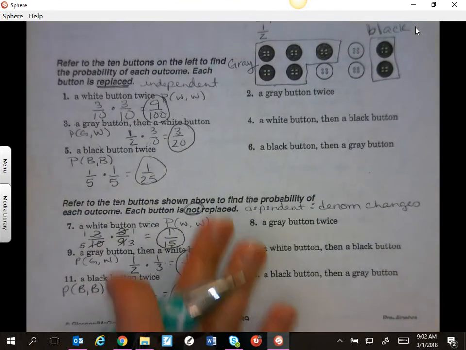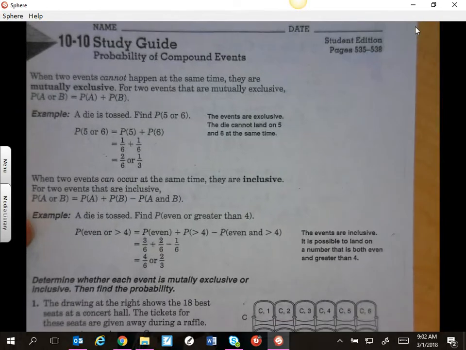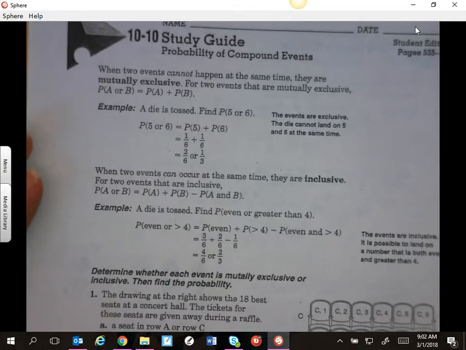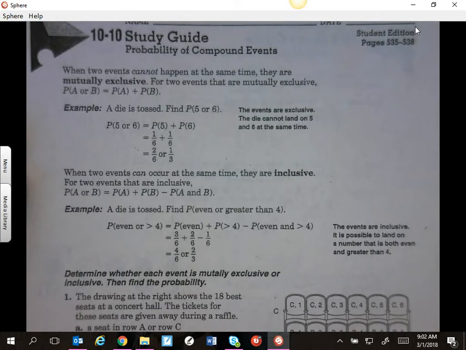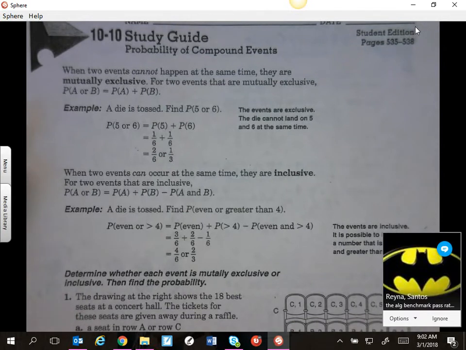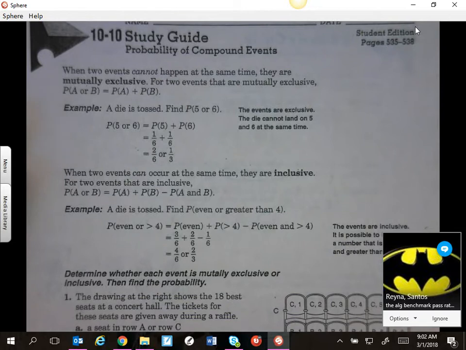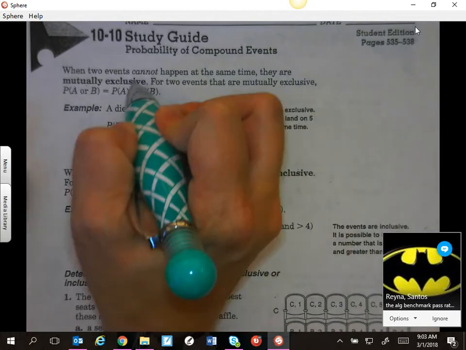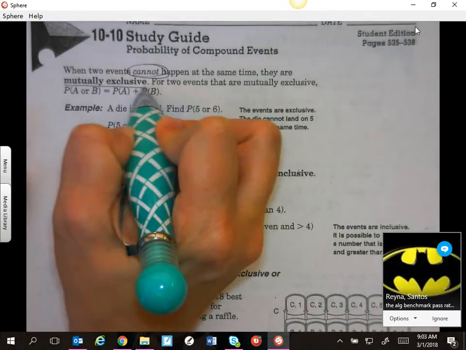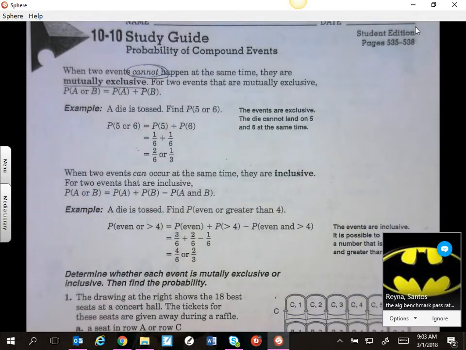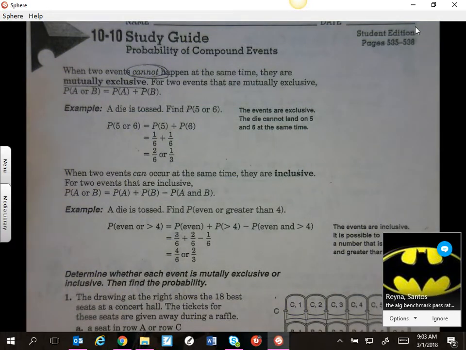On the back, the second thing we're going to talk about today is still compound events. Sometimes we have, again, dependent or independent. And then we're going to talk about some new words called inclusive and exclusive. So when 2 events cannot happen at the same time, they are mutually exclusive. So that means that one happens and then the other. Okay? So here's an example.